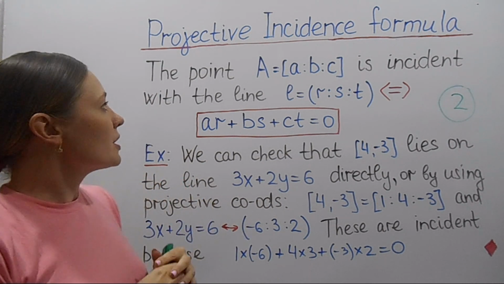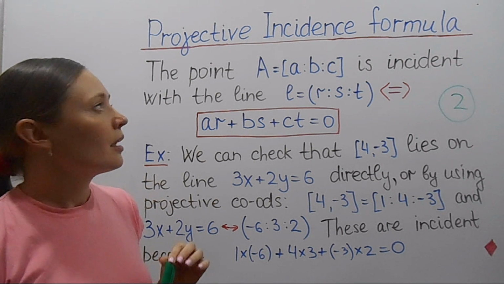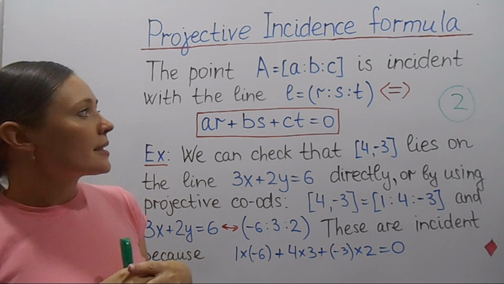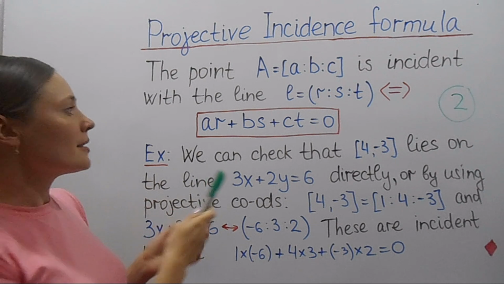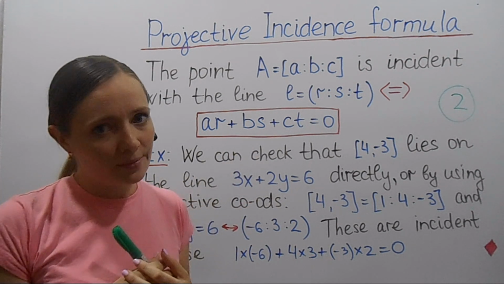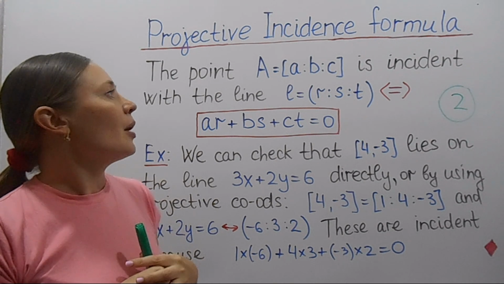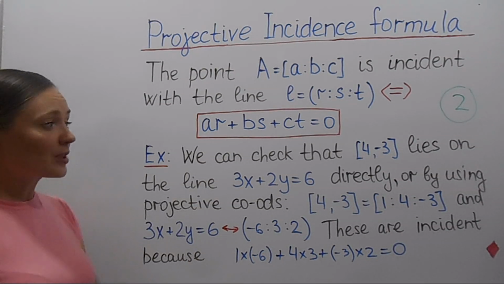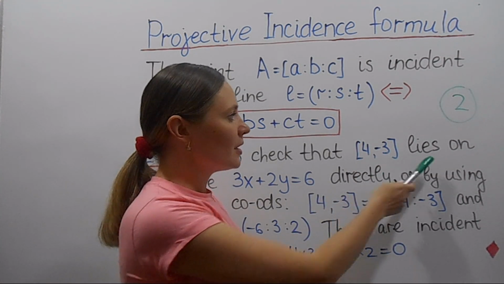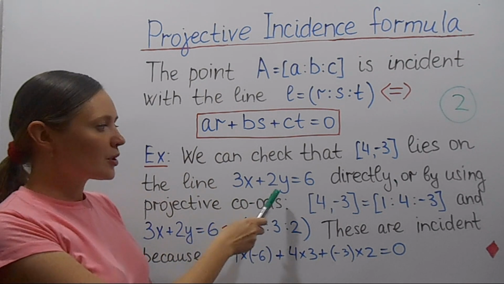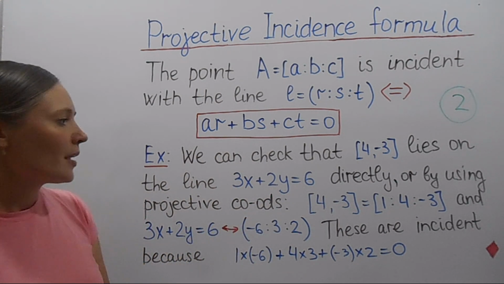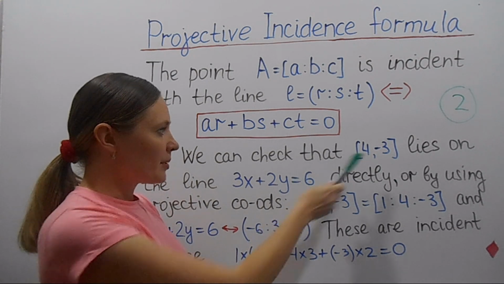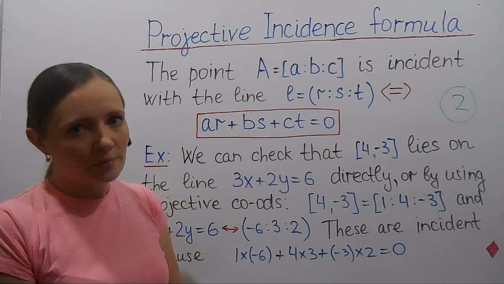In other words, if we take the definition of incidence that we originally have in the affine case and convert it into this projective setting, then this is the relationship that we end up with. This is the test about whether this point and this line are incident. So for example, we can check that the point 4, minus 3 lies on the line 3x plus 2y equals 6. We can do that directly, just by substituting this in and seeing if it works. 3 times 4 plus 2 times minus 3, yes, that actually equals 6.